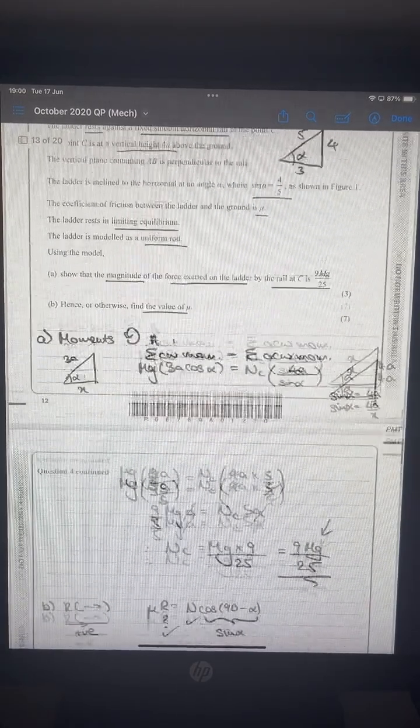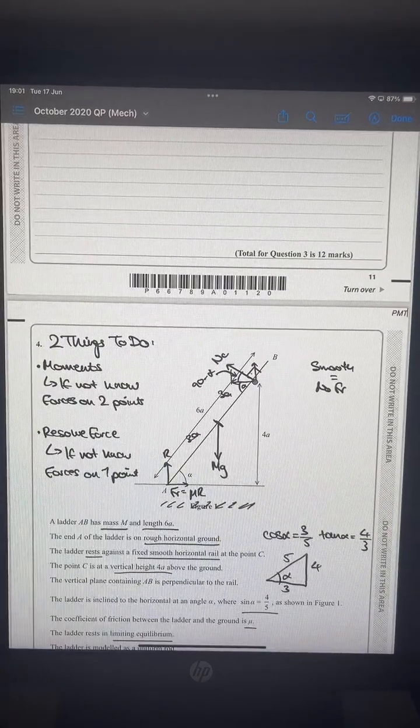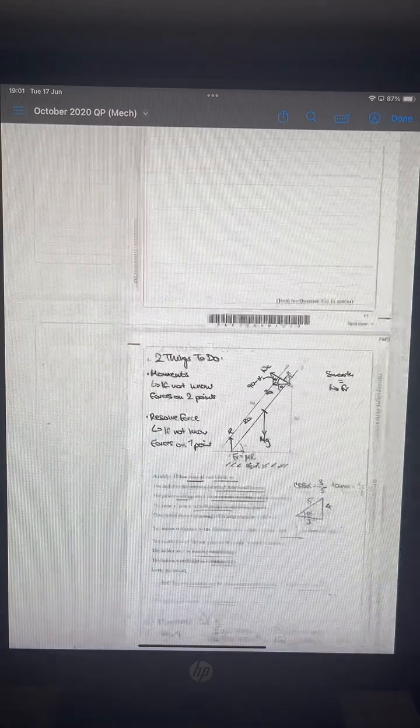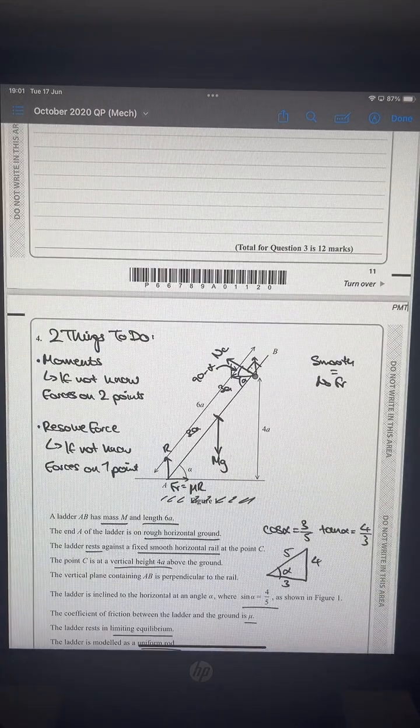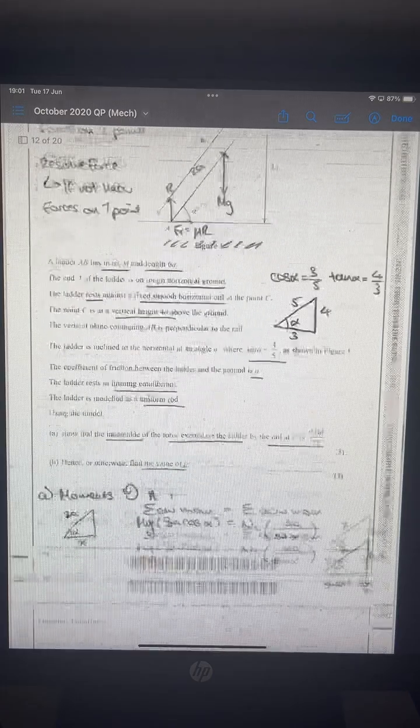So, hopefully this makes sense. This is your little to-do, because starting may be the hardest step. If you want to take a screenshot of this or make a note of it, I would recommend 2 things to do. You either take moments or you resolve forces when you see this question. You take moments if you don't know the forces at 2 points, and you resolve forces if you don't know the forces at 1 point. All right, so that is how you do question 4.